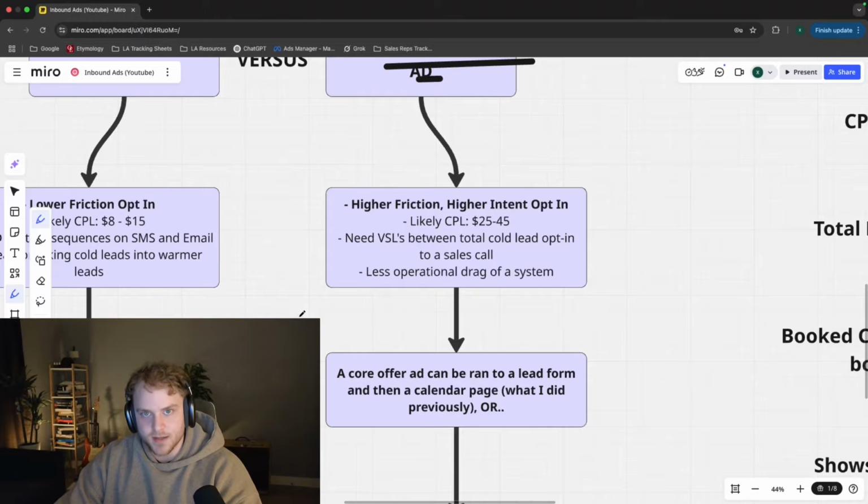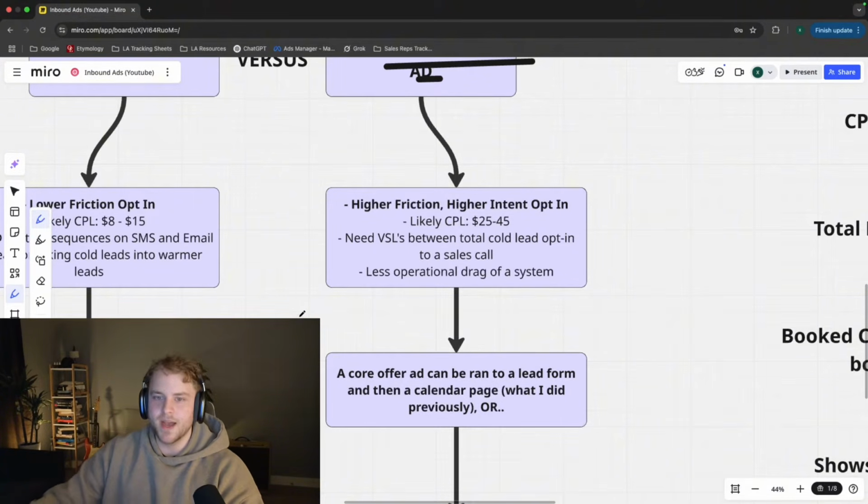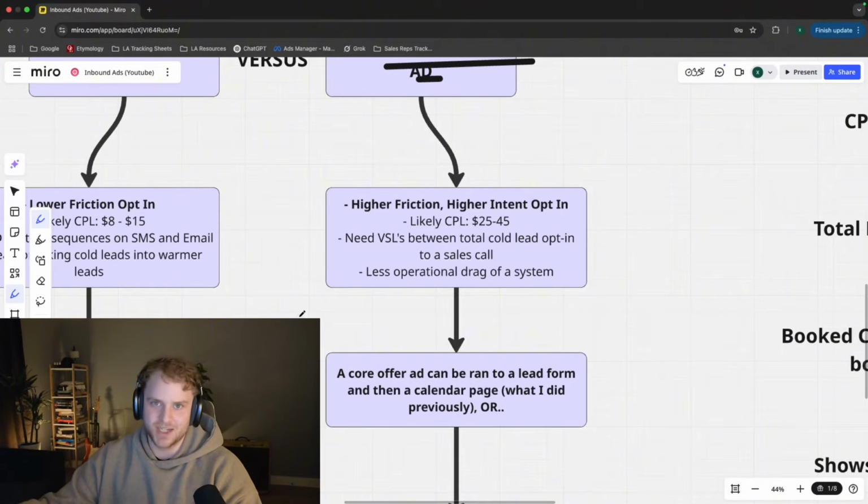You need to give them VSLs before they book a sales call. You need to send them testimonials. You need to do warming up mechanisms before they get on the actual call. You're dealing with people that are not going to buy. Your close rate's going to be at 2%.